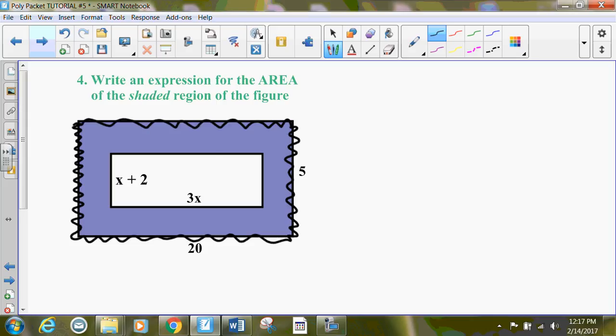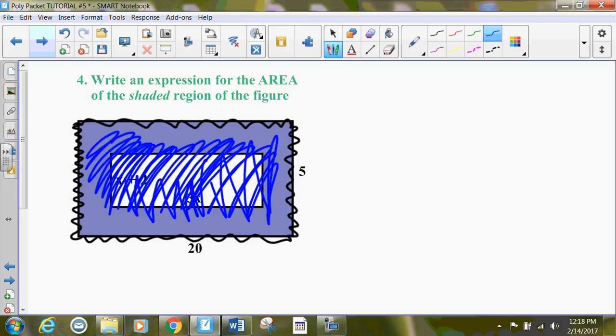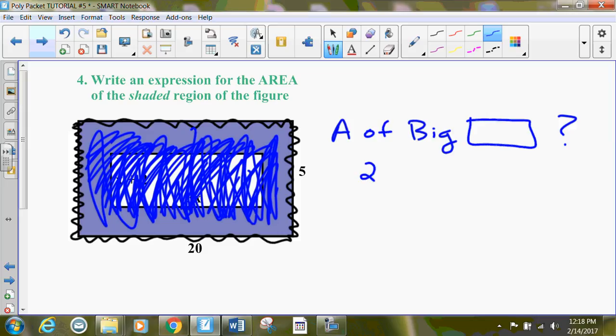let's see if I can do this for a second. Let me see if I can, well, just pretend, I'm just going to cover up all this stuff. And let's pretend it's this whole big rectangle, okay? We don't even see the other rectangle anymore. Okay, what's the area of the big rectangle? Well, it is 20 times 5, which is 100. So the area of the big rectangle is 100.